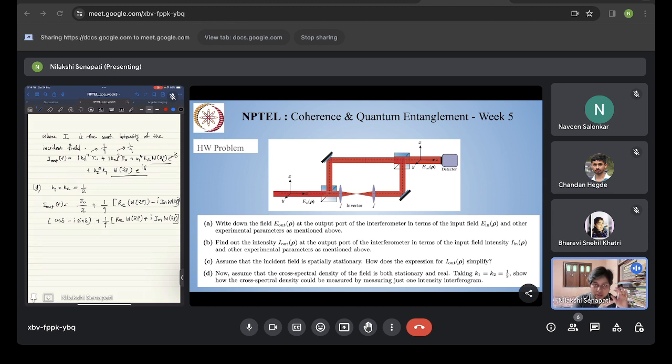And we learned how to calculate visibility also. We have seen that this visibility directly depends upon W, which means it directly depends upon the degree of coherence. So the degree of coherence mu or W, these are complex quantities, and that's why we are writing them in terms of real and imaginary parts.